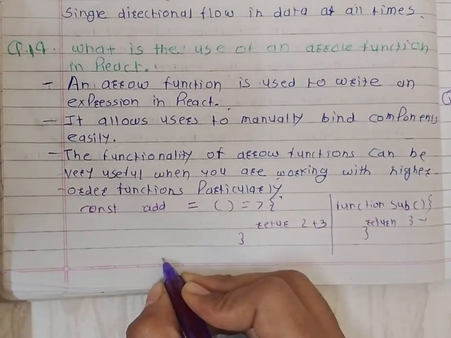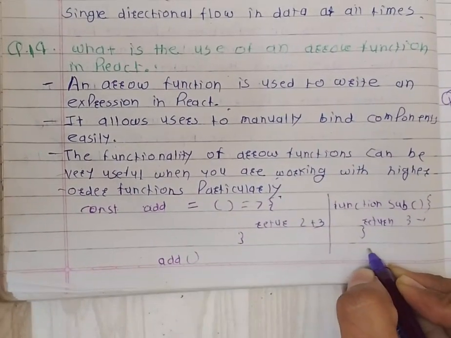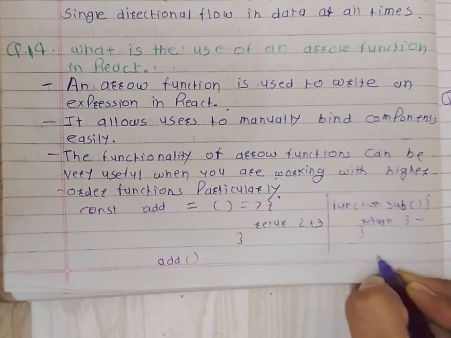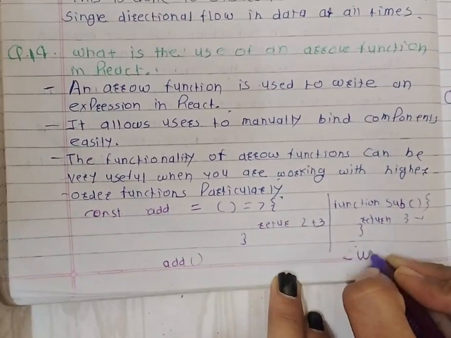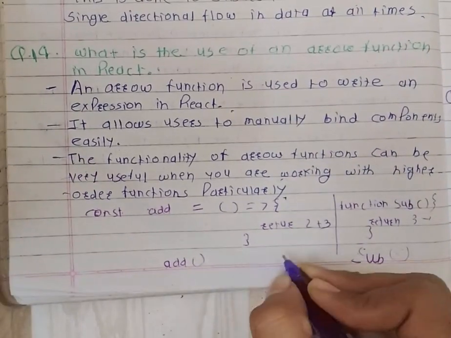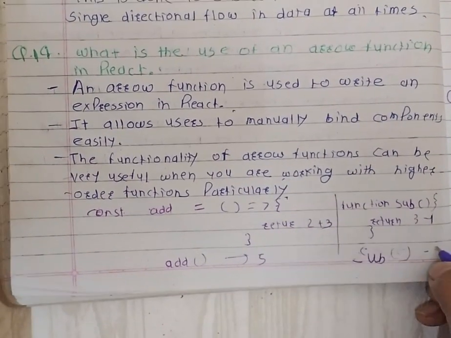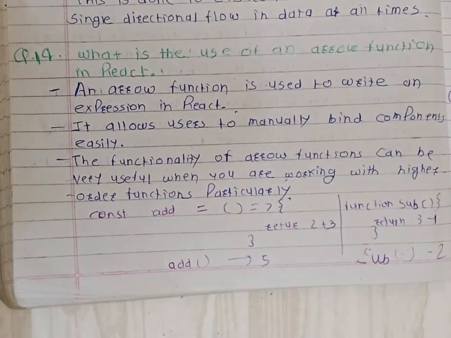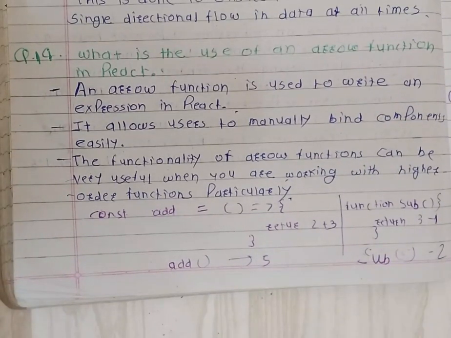So we can call it directly like this, add, or in this case we call it like this, sub. The add function will give a result of 5, whereas the sub function will give a result of 2. So this is how both the functions work, and what is the main difference between them.